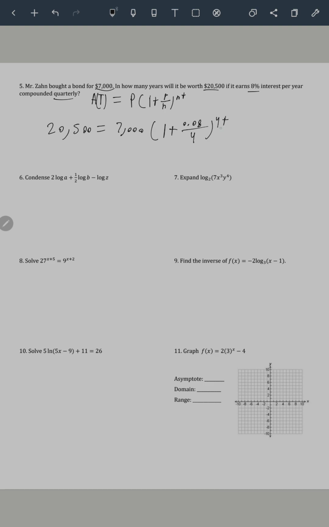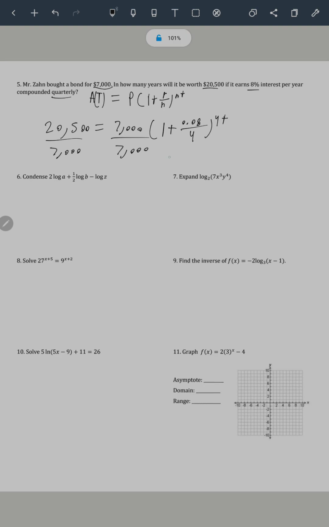And then t, so we need to find this thing. We need to find t, right? So I think the first approach to make here is straight up divide by 7,000, right? You got to divide that to both sides, right? And then what that gives you is 20,500 divided by 7,000. What number is that? 2.9293. Let's just do 2.93 because it's rounded.